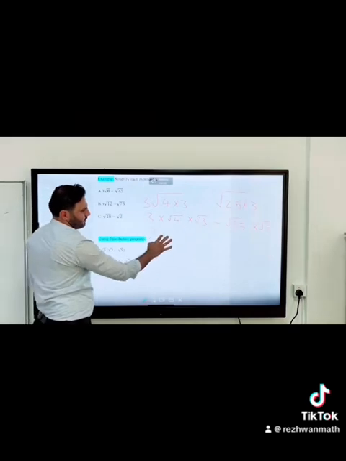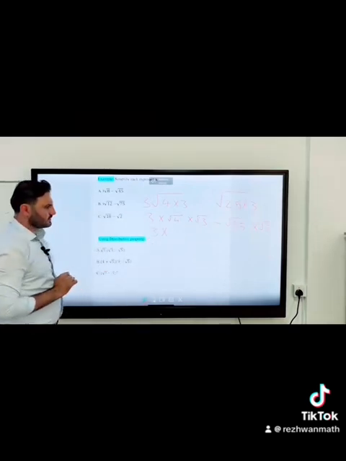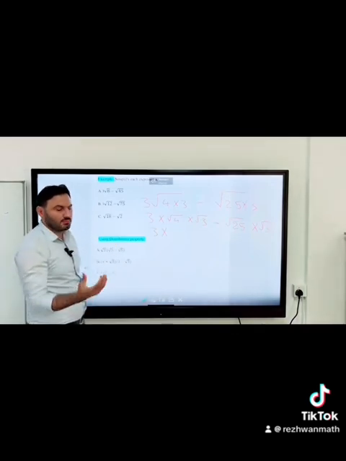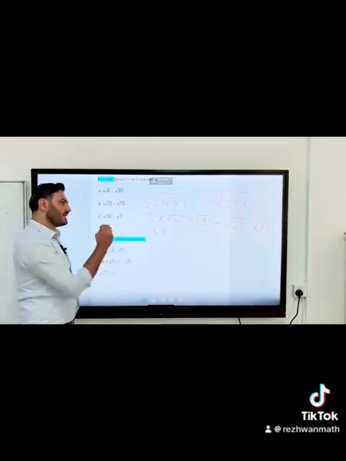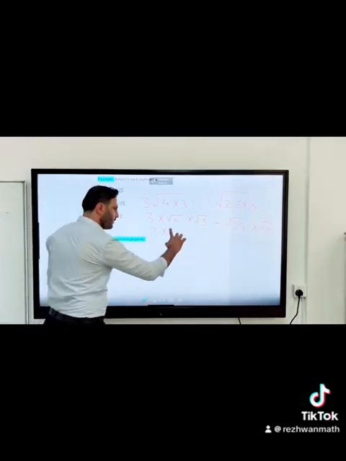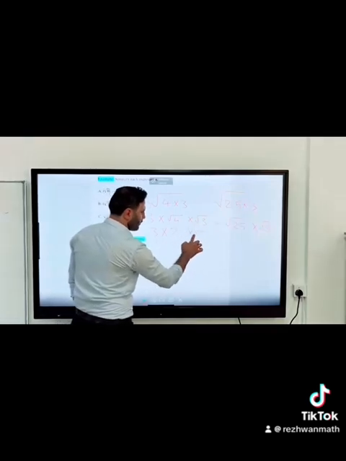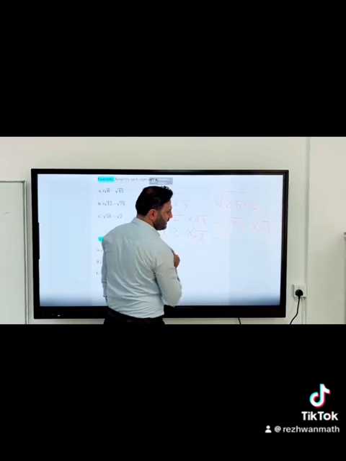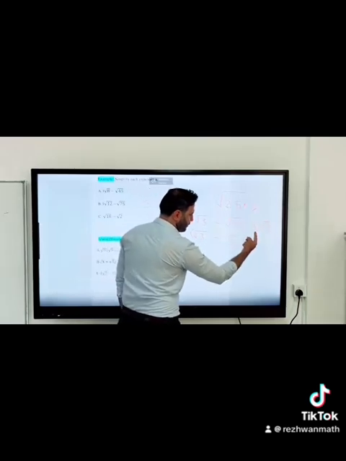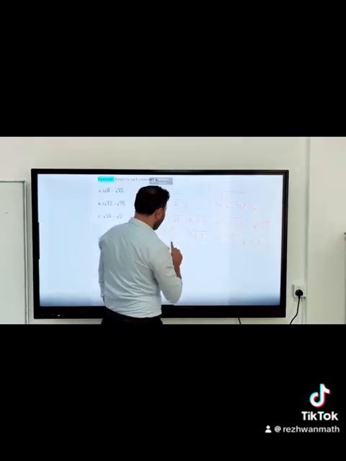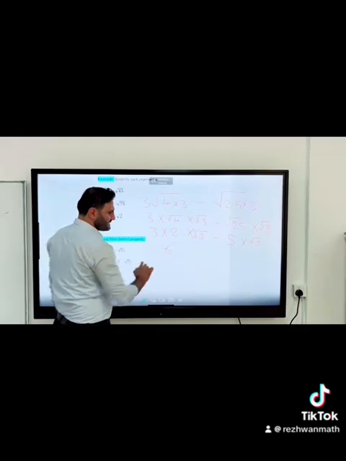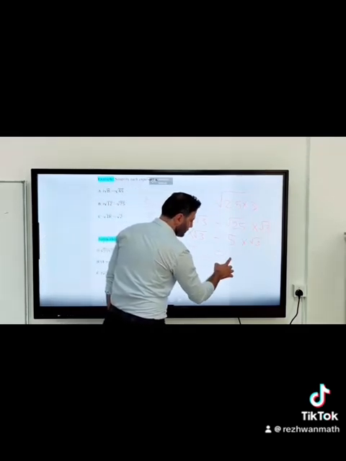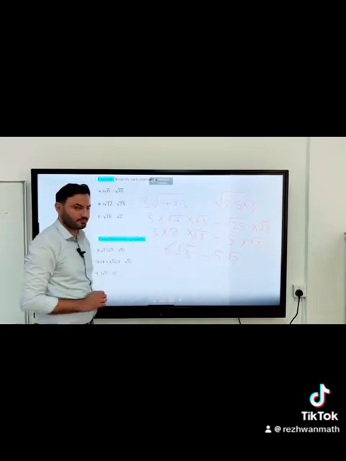And bring down 3 times, and the square root of 4 is 2. Why? Because 4 is a perfect square. We can get directly the square root of 4. So we have 2 times square root 3 minus, 25 is a perfect square. Directly we get 5 times square root 3. And 3 times 2, we get 6 square root 3 minus 5 square root 3.